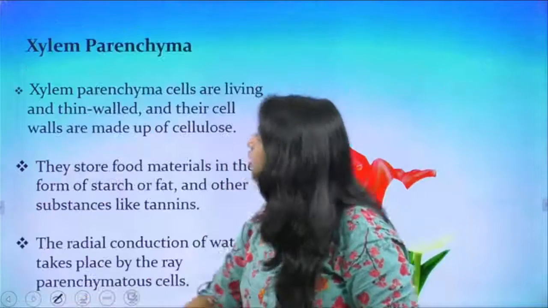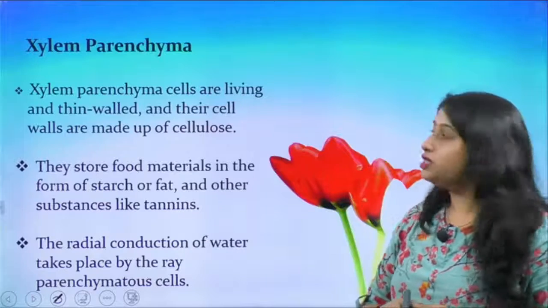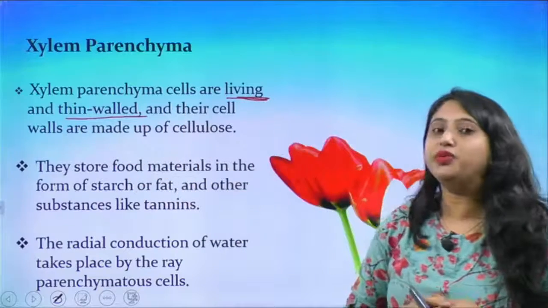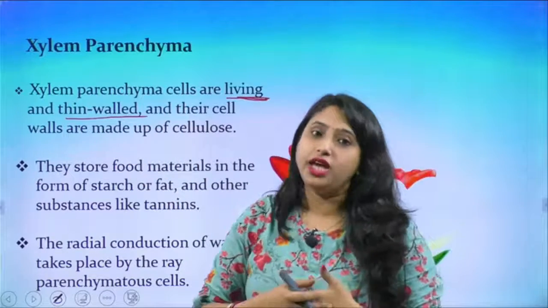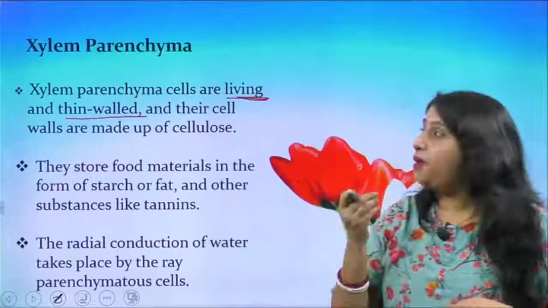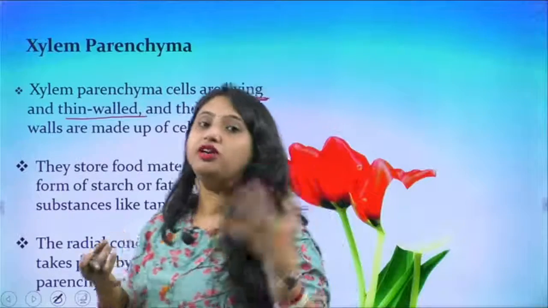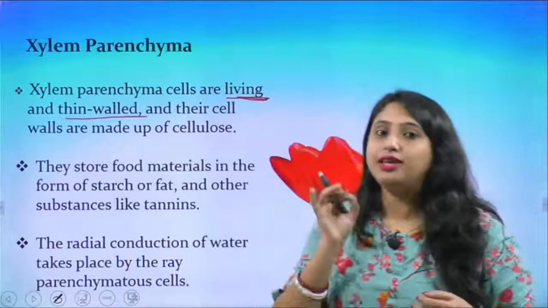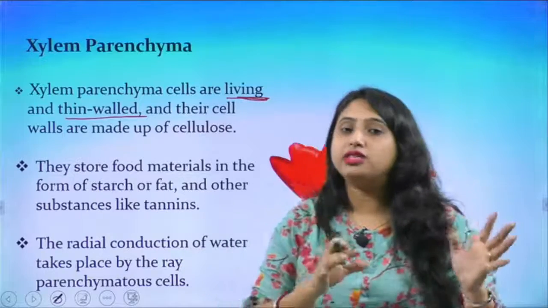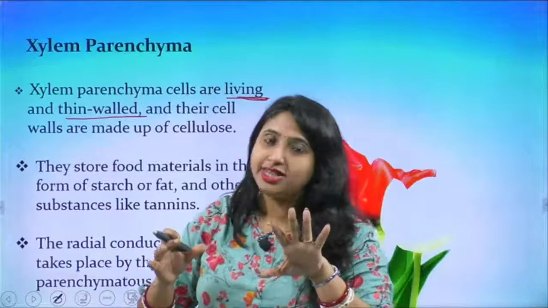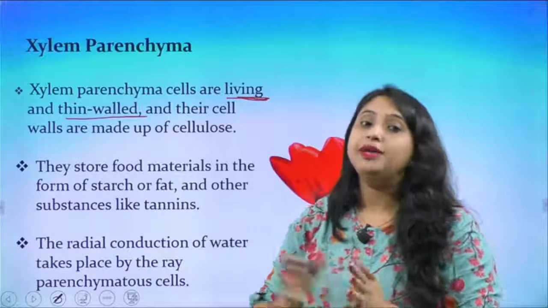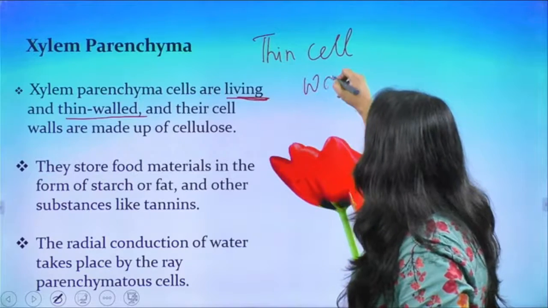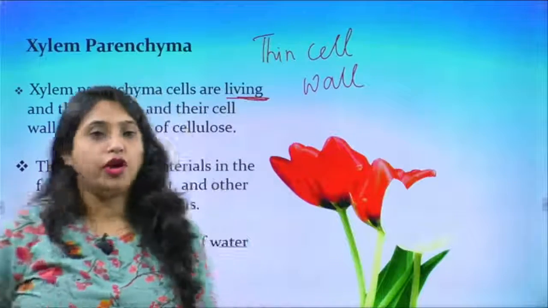Next is xylem parenchyma. What is xylem parenchyma? They are living and thin-walled. They will be present basically in the leaves and in the fruits. We have seen that parenchyma cannot provide support. Why can they not provide support? Because they have a thin cell wall. All the rest which we have seen have dead cells and thick cell walls, but parenchyma has a thin cell wall, so it cannot provide support.